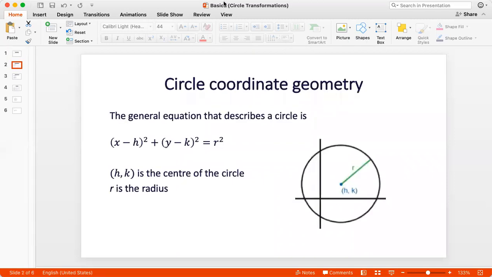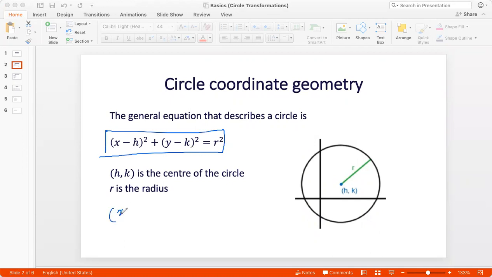So for this, we need to be comfortable with the circle's equation on the coordinate plane. This is the circle's equation on a coordinate plane. (x minus h) whole squared plus (y minus k) whole squared is equal to r squared, where (h, k) is the center of the circle and r is the radius of the circle.